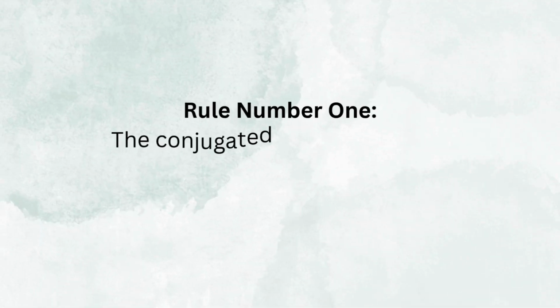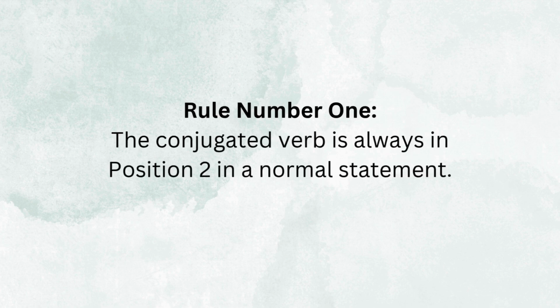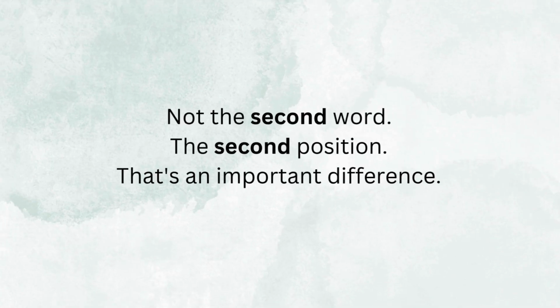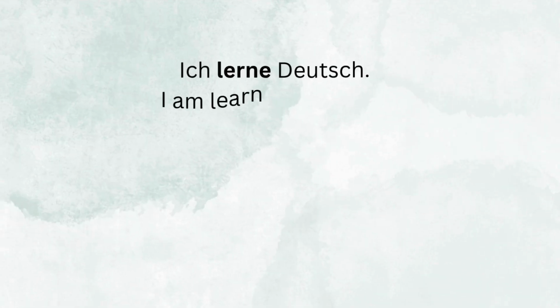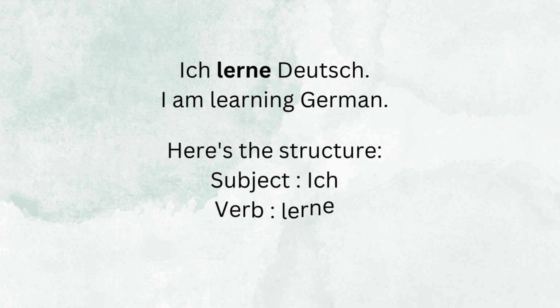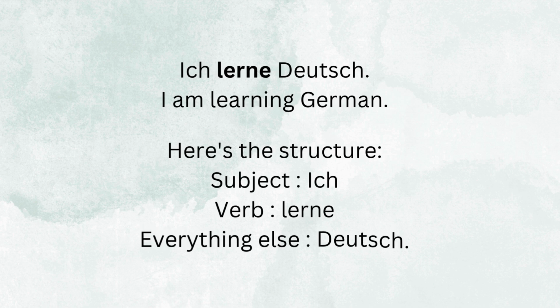Rule number 1, the conjugated verb is always in position 2 in a normal statement. Not the second word, the second position. That's an important difference. Let's look at a simple sentence. Ich lerne Deutsch. I am learning German. Here's the structure: subject, verb, everything else. So, Ich lerne Deutsch. Very simple.